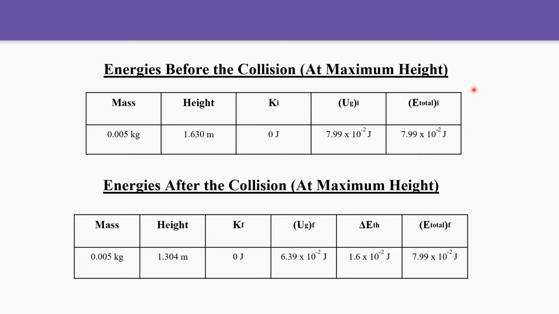So this here just shows the two tables of our values for the energies that we calculated both before the collision and after the collision. You can see the initial height and the final height, the initial kinetic energy and the final kinetic energy. Since we're considering it when the ball's at its maximum height, both of these are going to be 0. We're going to see the initial gravitational potential energy and the final gravitational potential energy, and we're going to see that this change of thermal energy here is the 20% of kinetic energy that was lost during the collision. But also, it's going to add up to the same exact total as before and after, so energy is conserved.